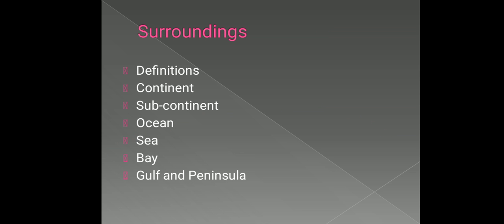Now we try to understand some definitions, like a continent. What is a continent? A continent is a big part of land where many variations are found, like languages, cultures, food, dress, and so many other variations. That vast area is called a continent, like Asia, Europe, Australia, Africa, North America, South America, and Antarctica.